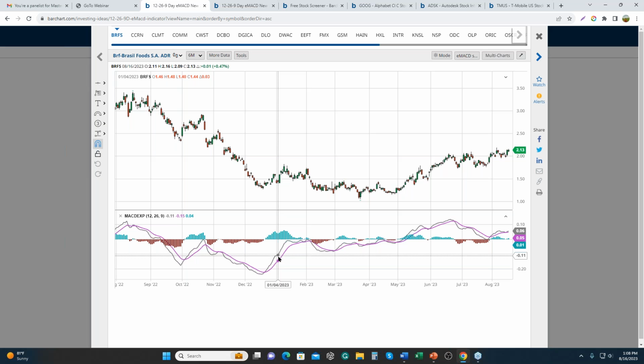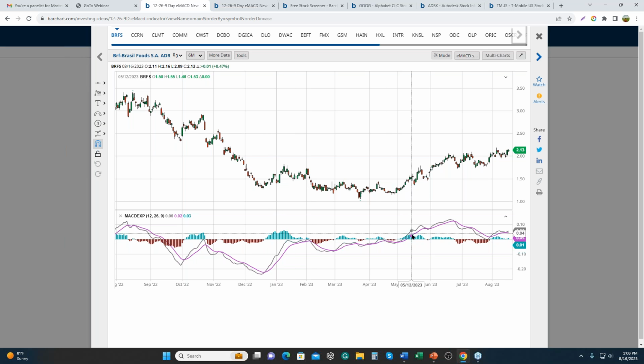Now, this line oscillates above and below something called the zero line, which is right here in the middle. When it's below the zero line, this means that the moving average of the last 12 days is less than the moving average of the last 26 days, and this is a market that is exhibiting a downtrend.